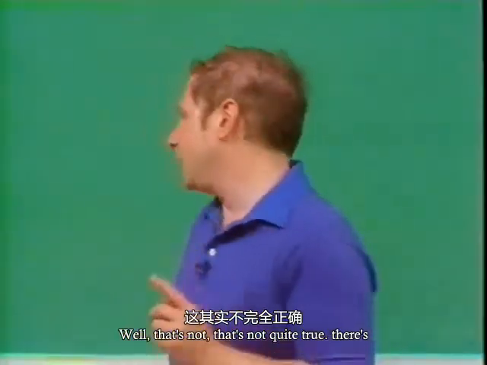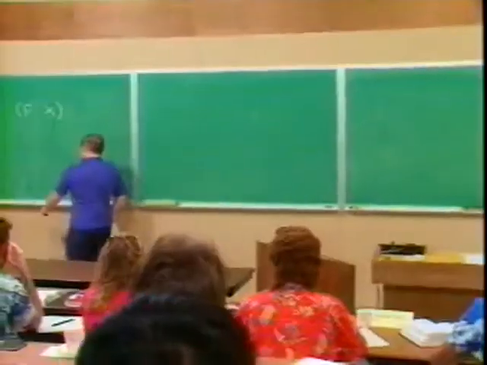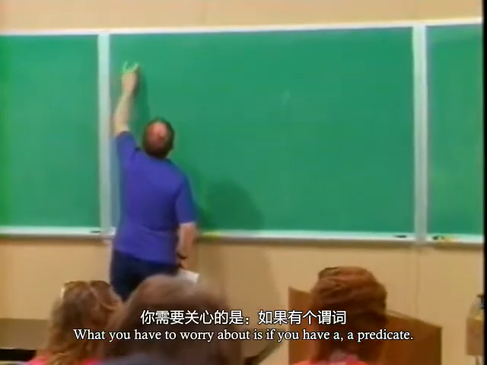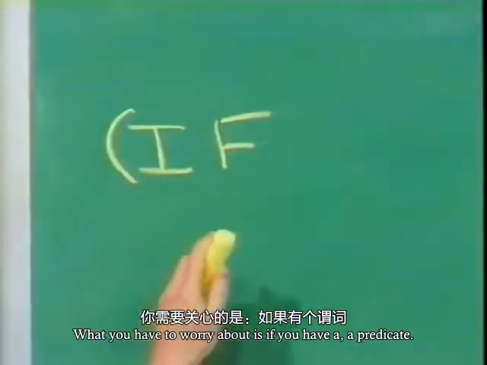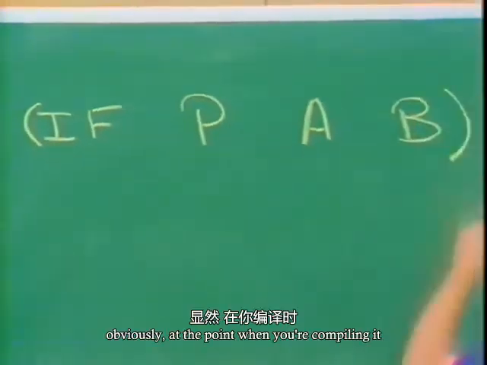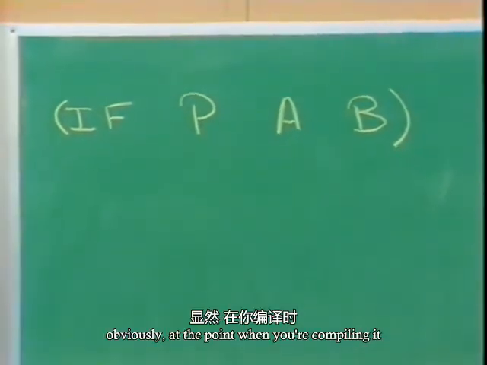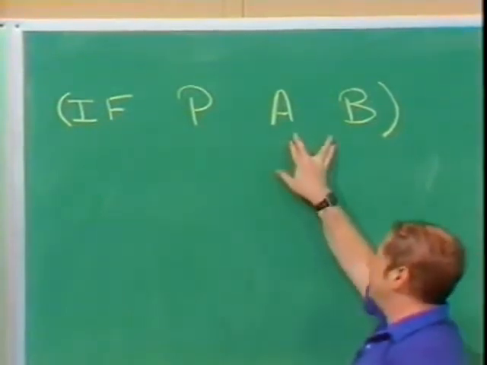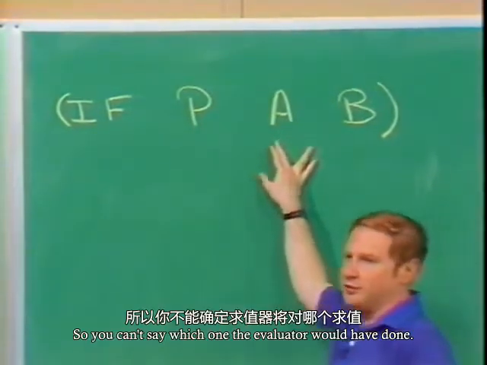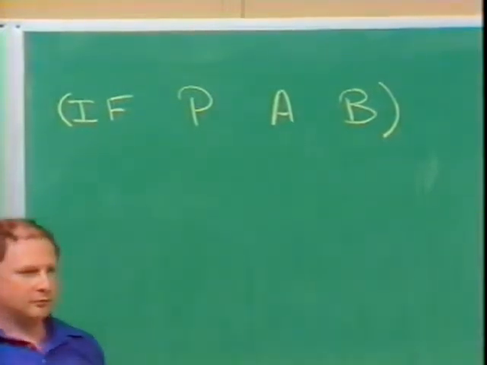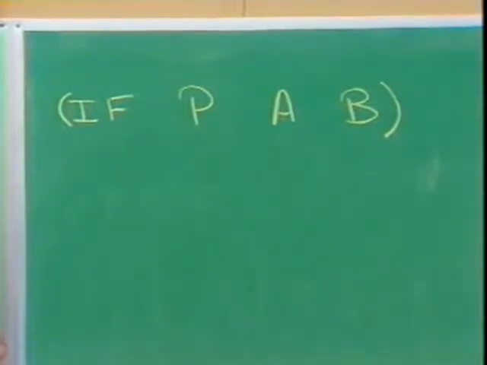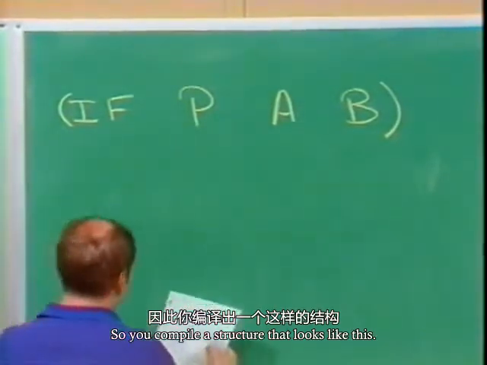Well, that's not quite true. There's only one little lie in that. What you have to worry about is if you have a predicate, right? If you have some kind of test you want to do, obviously at the point when you're compiling it, you don't know which branch of a conditional like this you're going to do. So you can't say which one the evaluator would have done. So all you do there is very simple. You compile both branches. So you compile a structure that looks like this.